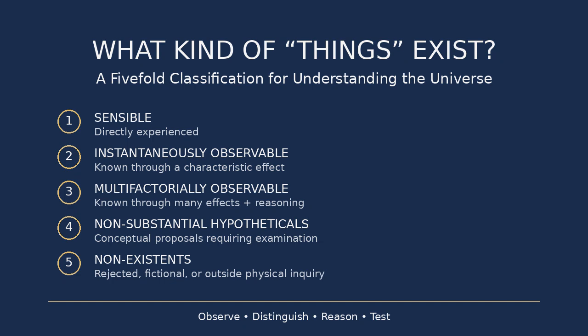Part 1. Category 1. Sensible things. The first category is the simplest. Sensible things are physical things directly available to our senses. A rock. A tree. Water. A flame. We can see them. We can touch them. We can weigh them or otherwise interact with them directly. They form an important starting point for scientific inquiry.